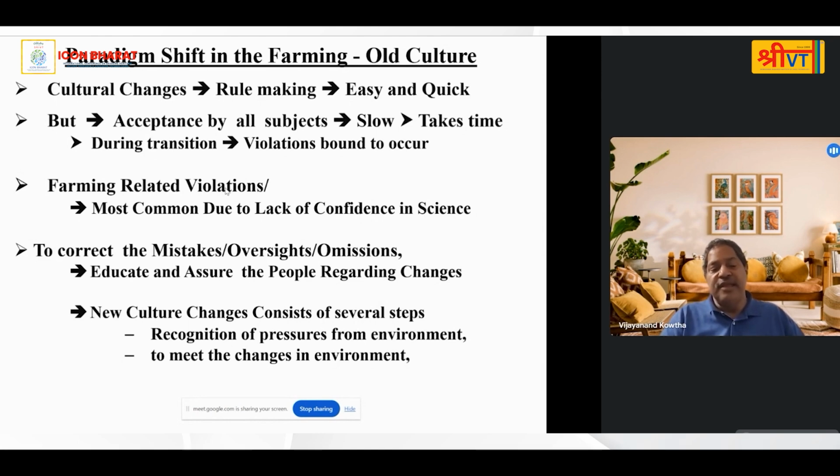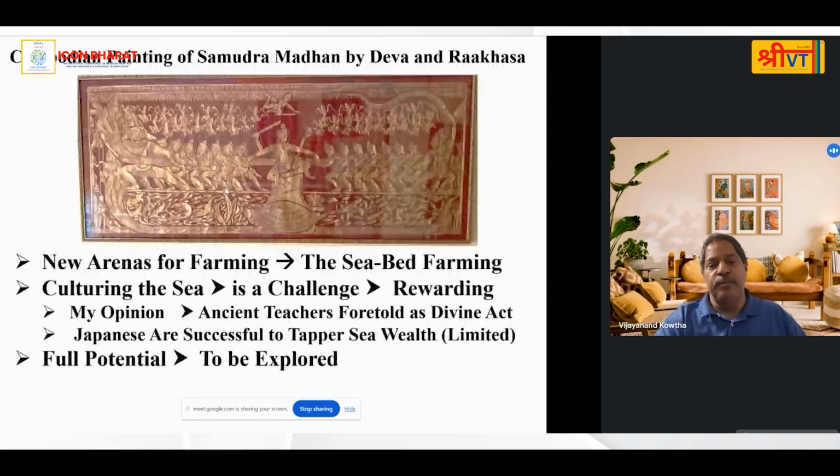Especially in this day and age of climate change, we have this new culture causing these new steps, recognition of pressure from the environment to make these changes that are going to be imposed on us by the next generations. So this paradigm shift of farming, with what we have learned in the good old Vedic traditions, are some things that we need to push.